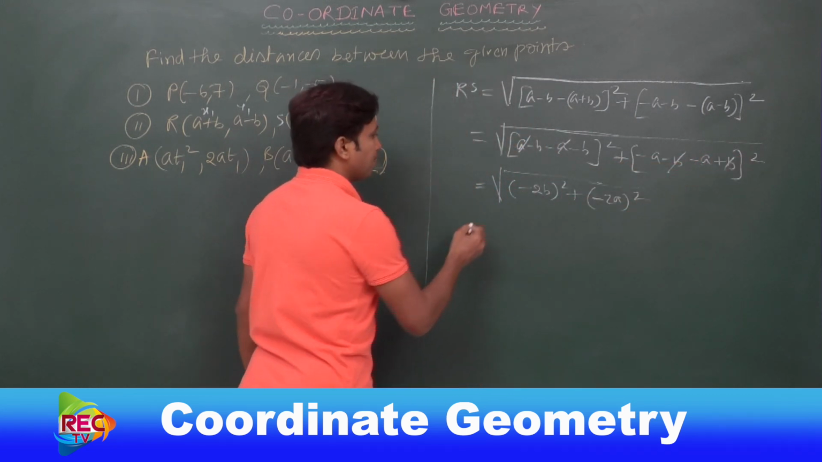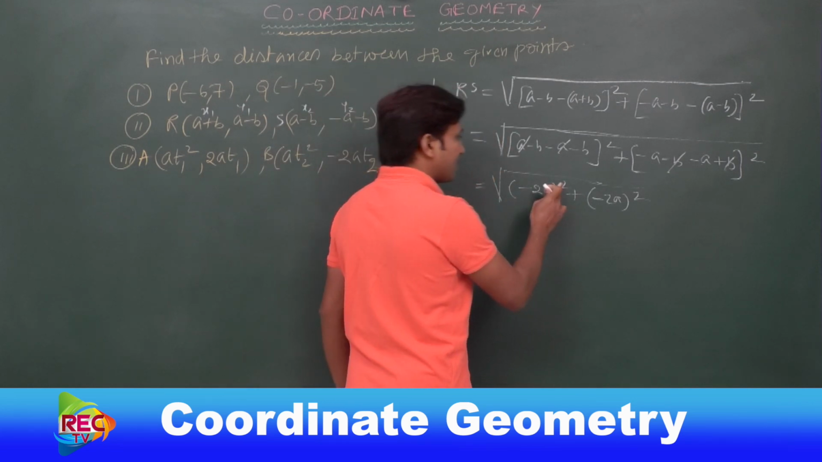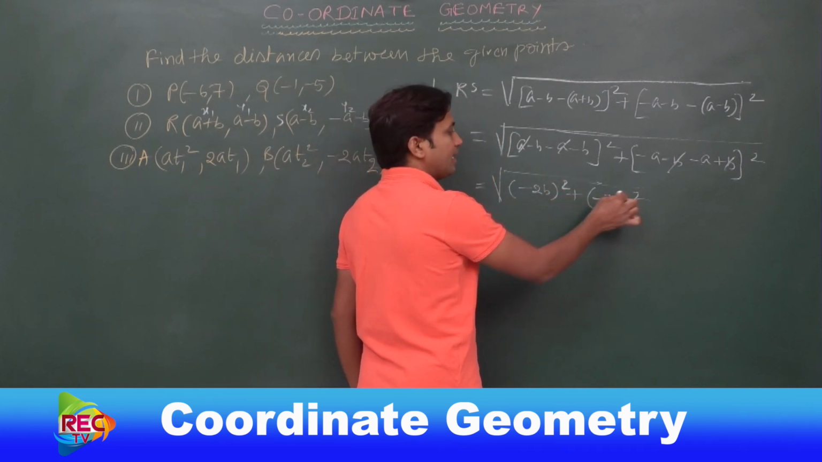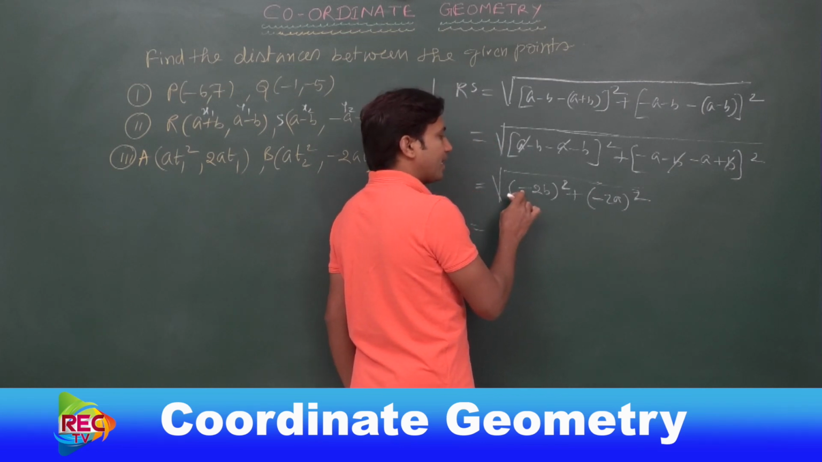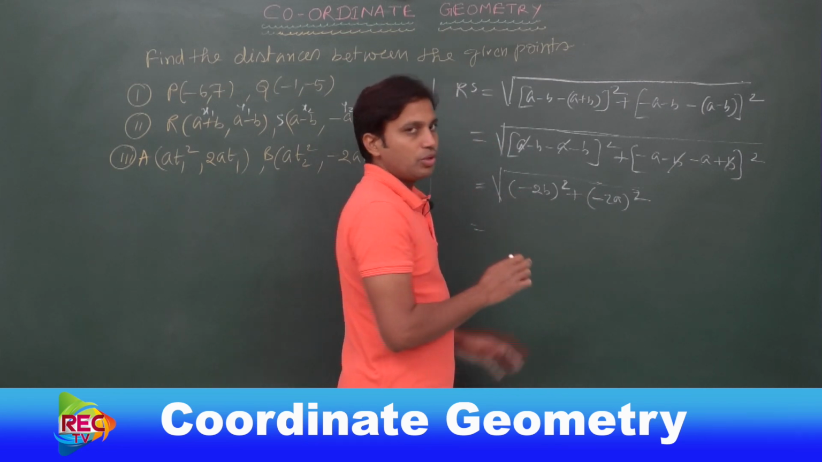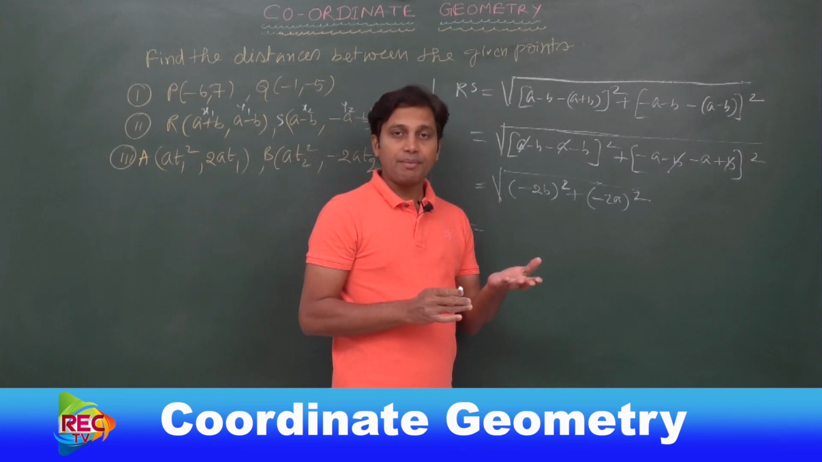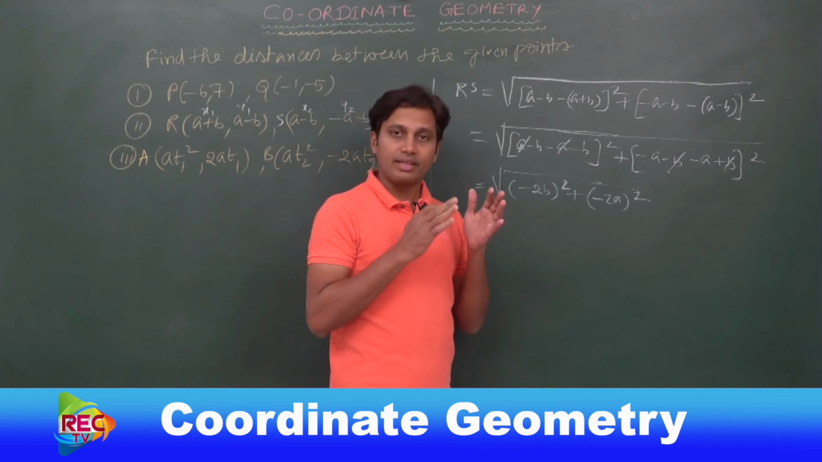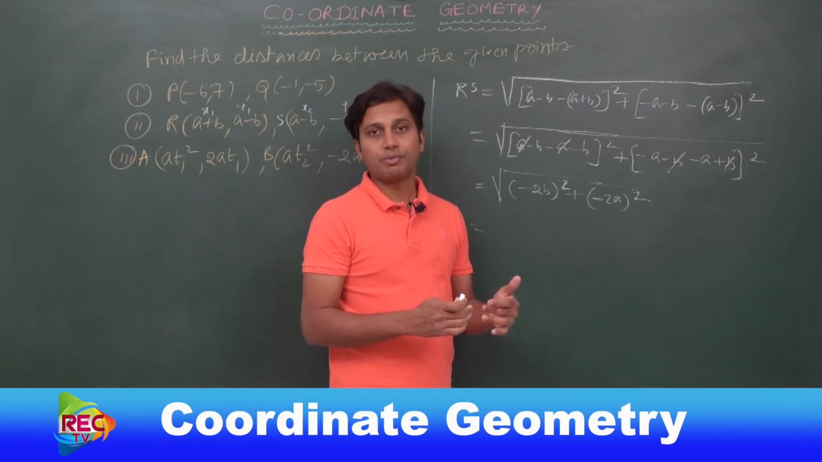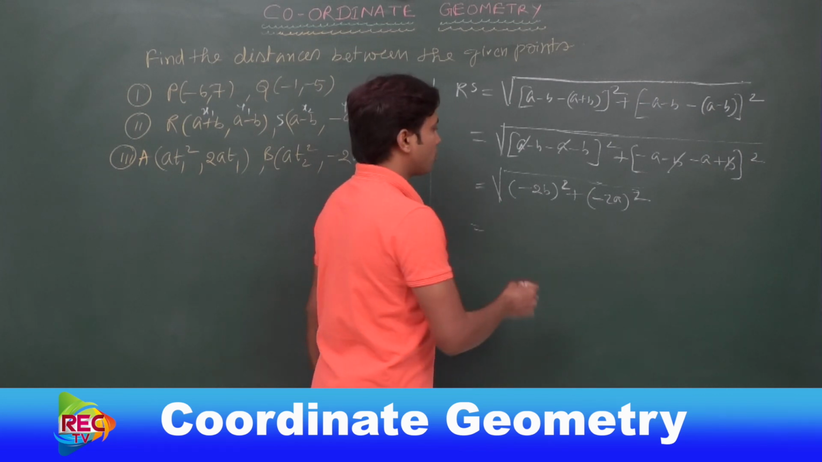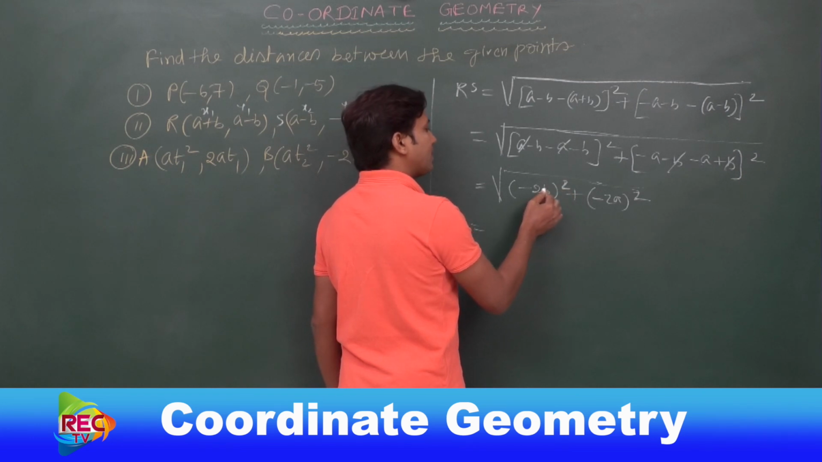Now tell me, since there is an even number in the power value, we can convert this into plus. Understood? We don't need to consider the minus symbol. If the power of any negative number is an even number, then the output of that number would be positive. So we can apply this square to this.